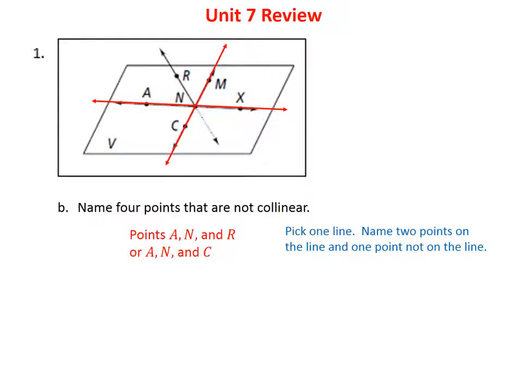I could pick a different line here, C, N, and M, and then I just have to add another point on the line, which could be A, R, or X. And so you're just picking a couple points on the line, and then you just pick one point that's not on that line, and then the collection will not be collinear.